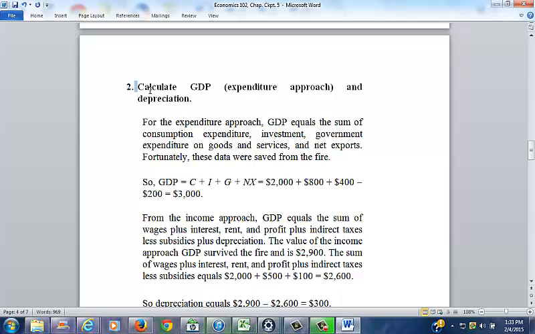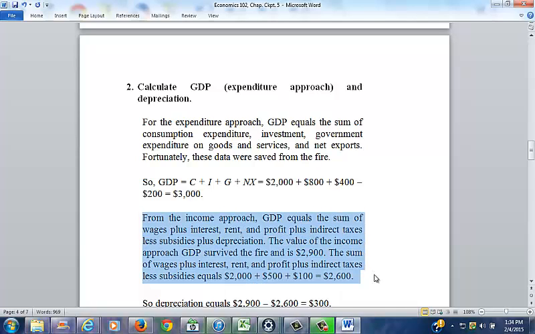Question 2 states to calculate GDP using the expenditure approach and depreciation. For the expenditure approach, GDP equals the sum of consumption expenditure, investment, government expenditure on goods and services, and net exports. Unfortunately, these data were not saved from the fire. So, we know the standard GDP formula, GDP, also known as Y, GDP equals C plus I plus G plus NX. So you can substitute those numbers, add them together, and you'll get $3,000.